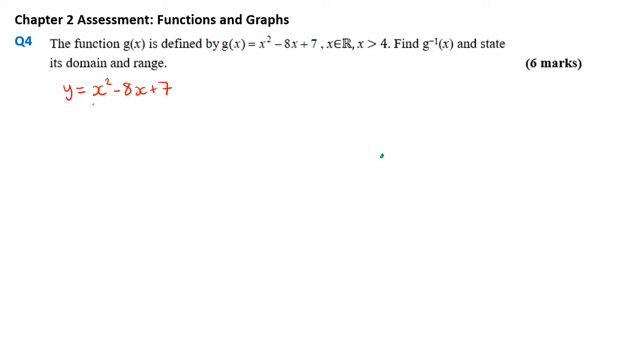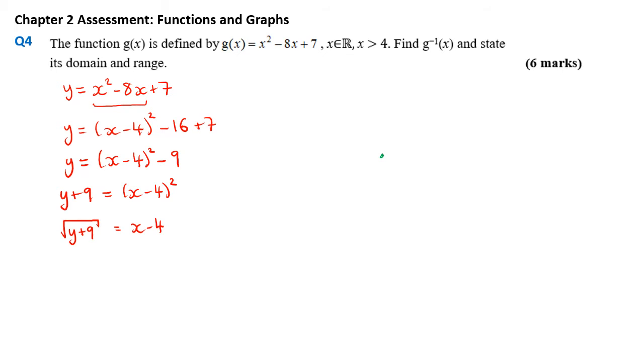To get x inside a bracket, we're just going to look at these first two terms and write it as y equals (x minus 4) all squared minus 16, and then we can add that 7 back on. That simplifies to that. Then I can add 9 and then square root. If I then add 4, I've now got x as my subject. When I now write it as inverse g of x, I just replace the y with an x.